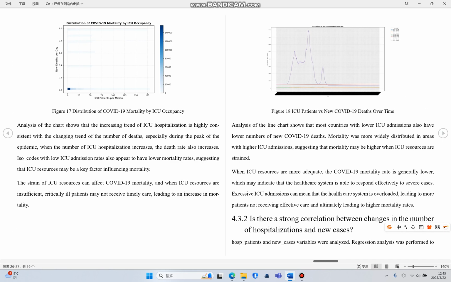I will show this graph. This chart shows the relationship between ICU patient numbers and new deaths over time. Countries with lower ICU patient numbers tend to have lower new deaths. In regions with strained ICU resources, mortality increases significantly, indicating the healthcare system capability plays a critical role in pandemic control.